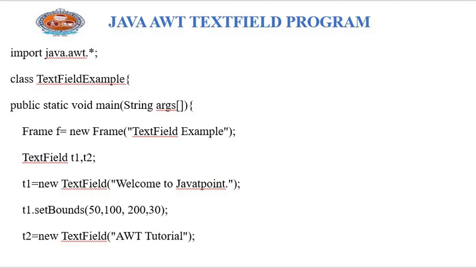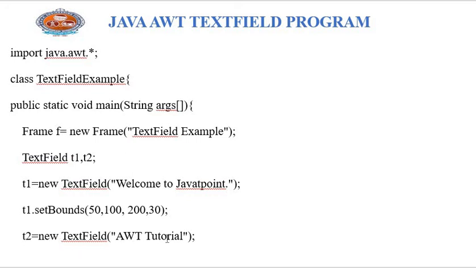Example program. First import the AWT package and next class name is TextFieldExample, class open. Next main method open. Next we can create the frame. Next TextField t1, t2. Okay, text fields are t1, t2. Next t1 is equal to new TextField. Here the text is "Welcome to Java TutorialsPoint". Next t1.setBounds(50, 100, 200, 30) and t2 equal to new TextField("AWT Tutorial").